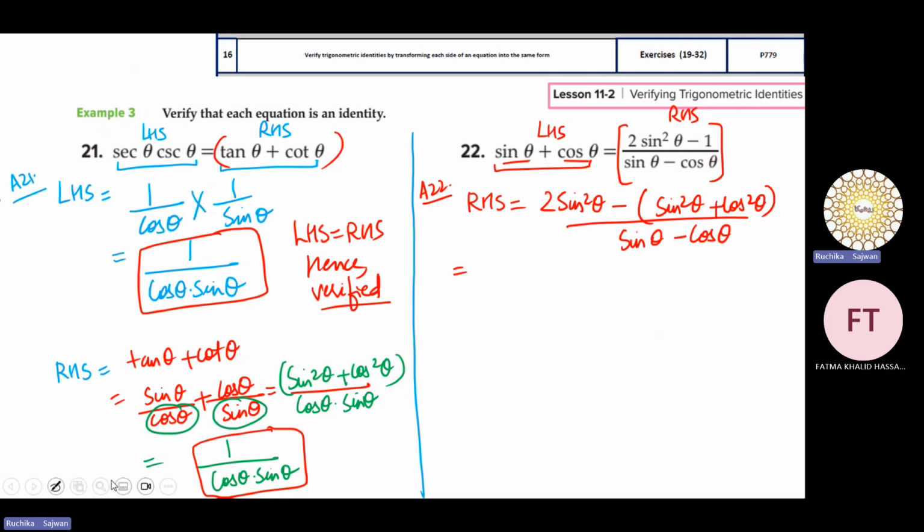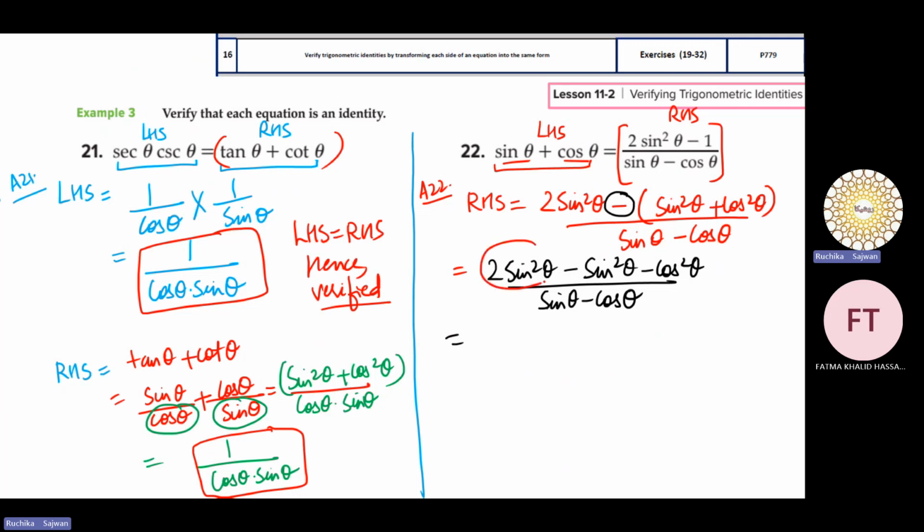Why do I do that? You will get to know when I go to the next step. So in the next step, I open the brackets because there is a negative sign. The bracket term will change sign. So it will become 2 sine squared theta minus sine squared theta minus cos squared theta divided by sine theta minus cos theta. Okay, now let us combine the like terms. So 2 sine square theta and sine square theta will combine. This will give you sine square theta minus cos square theta over sine theta minus cos theta.